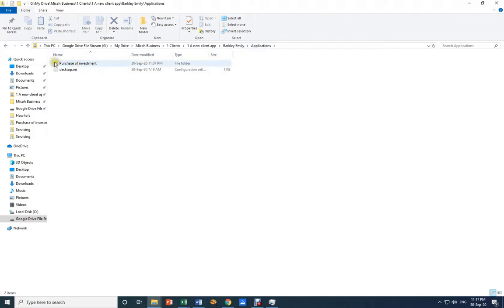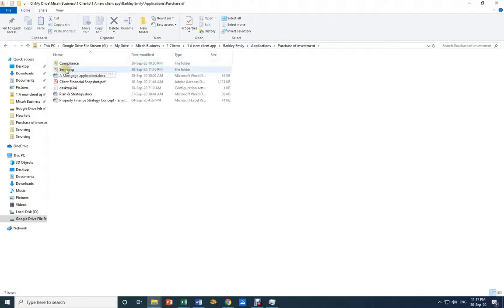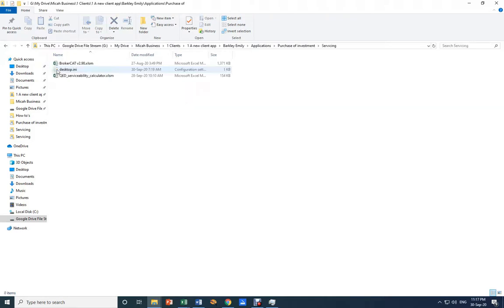So in applications, we're planning to buy an investment purchase, and we're going to run servicing. This folder is always there, and inside that folder is always the QED servicing calculator, and I've dropped in there a broker cap, which is an ME bank servicing calculator.